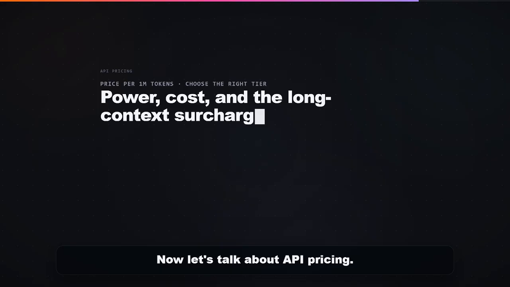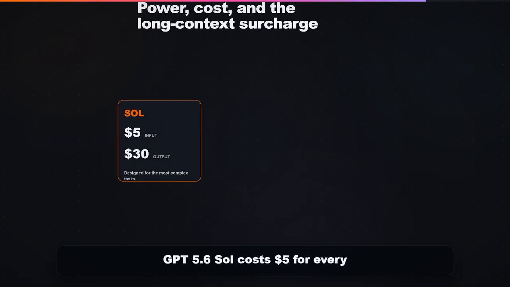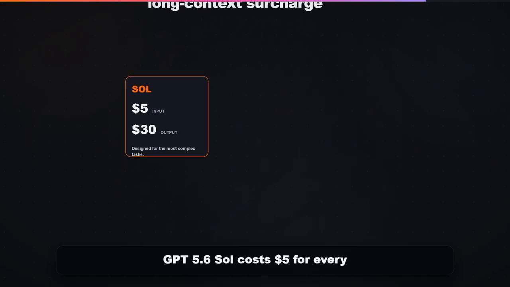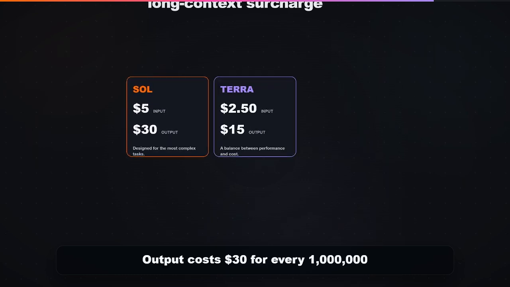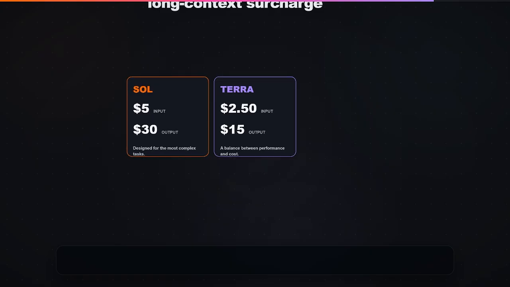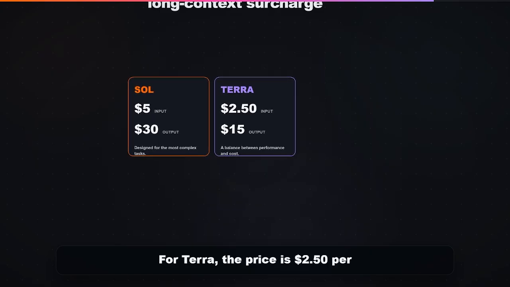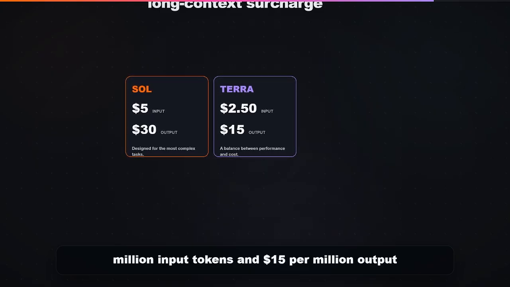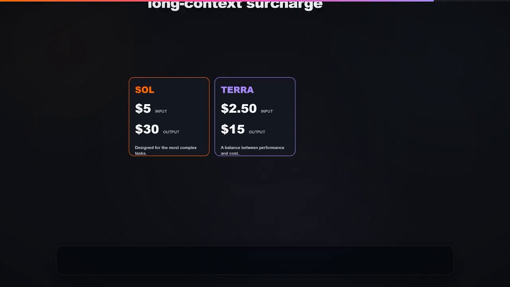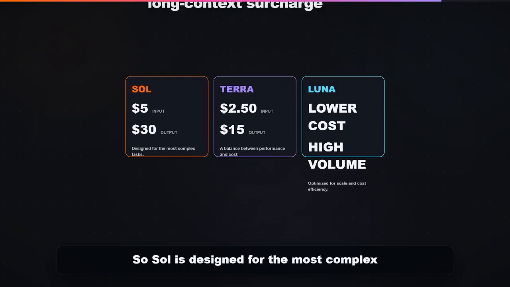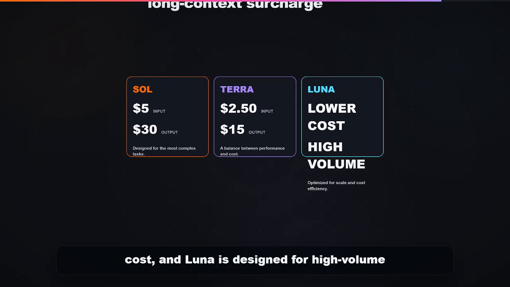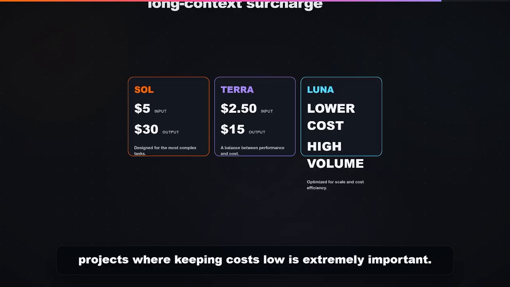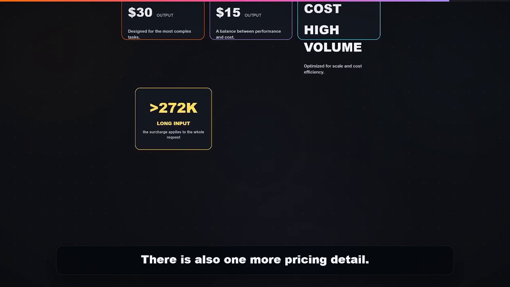Now let's talk about API pricing. GPT 5.6 Sol costs $5 for every 1 million input tokens. Output costs $30 for every 1 million tokens. For Terra, the price is $2.50 per million input tokens and $15 per million output tokens. So Sol is designed for the most complex tasks. Terra gives you a balance between performance and cost, and Luna is designed for high-volume projects where keeping costs low is extremely important.